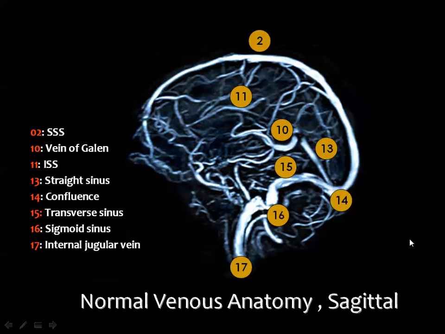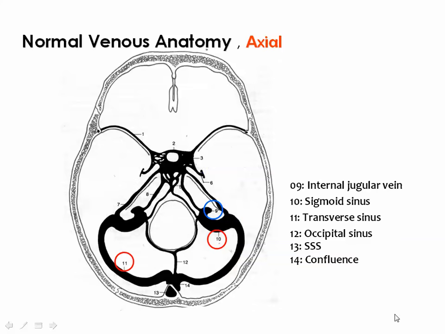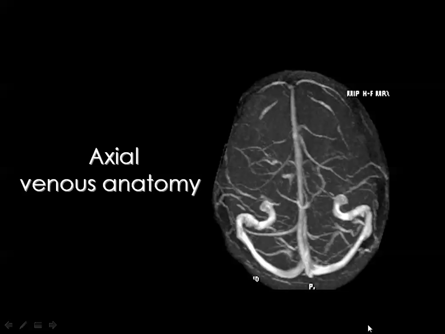On the axial image, you see the confluence of the sinuses, the transverse, the sigmoid, and the internal jugular vein. And this is the transverse sinus, the confluence of the sinuses. And this is the straight sinus, and the internal jugular vein. And here you can appreciate the site of the sigmoid sinus, and the internal jugular vein, transverse sinus, the confluence of the sinuses, and the superior sagittal sinus.